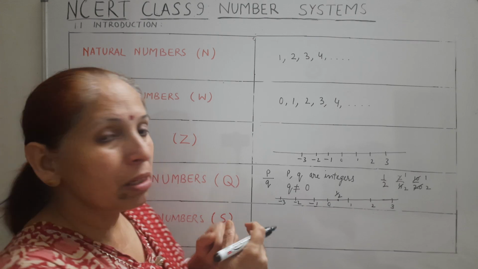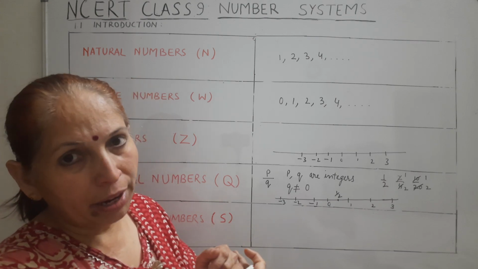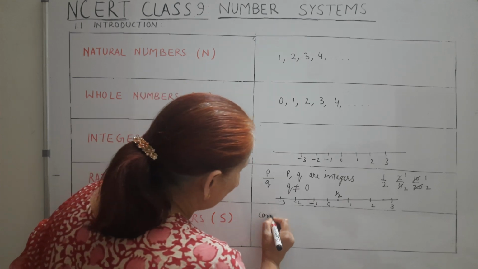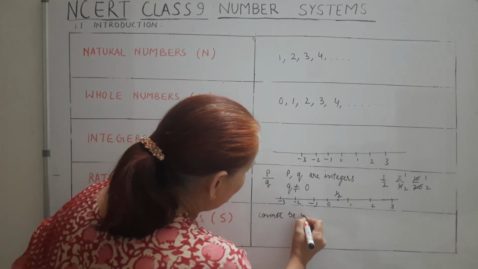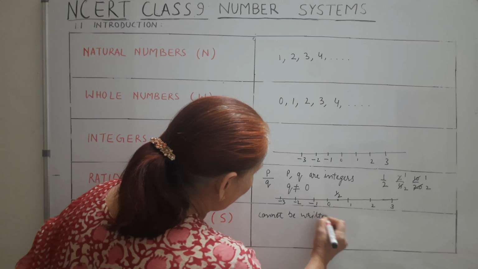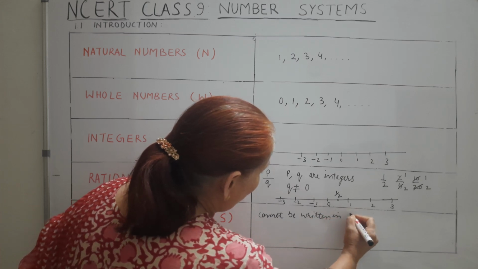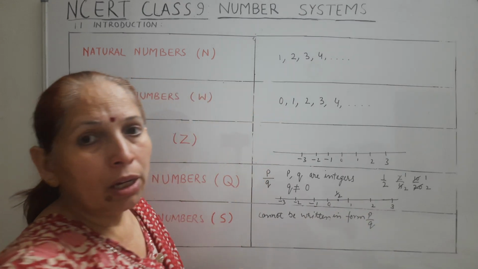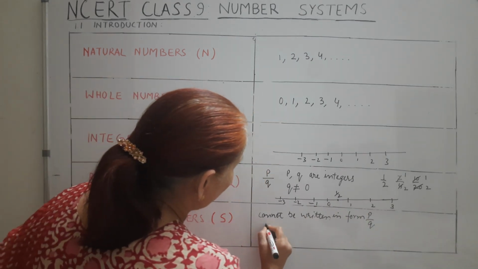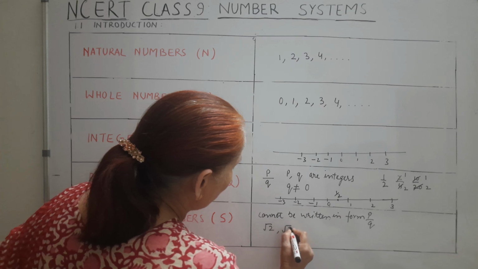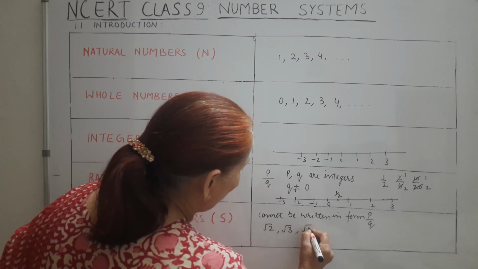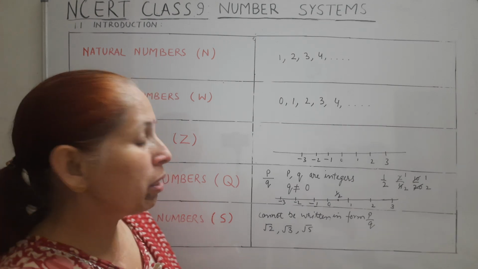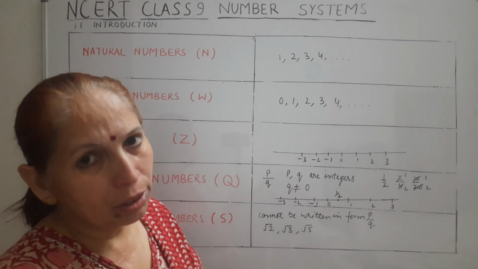Now the irrational numbers. Irrational numbers are represented by S and these cannot be written in the form p by q. ओके, सो इरेशनल नंबर्स क्या है? जैसे कि √2 हुआ, √3 हुआ, √5 हुआ, ये सब क्या है? ये इरेशनल नंबर्स हैं because they cannot be written in the form of p by q.